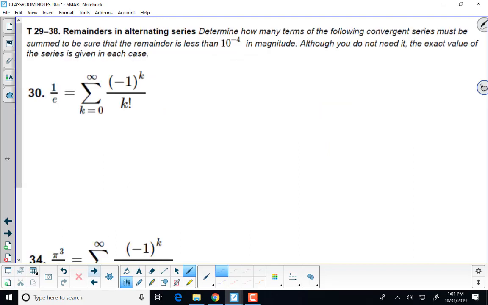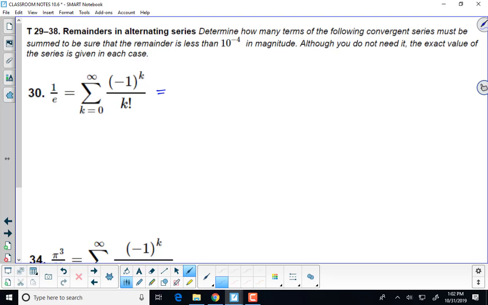So let's try one of these. So this says, determine how many terms of the following convergent series must be summed to get a remainder less than 10 to the negative 4th. All right, so we're going to be adding up numbers. Let's write out what our terms look like.